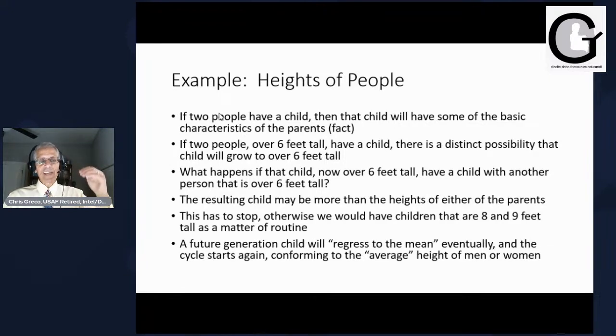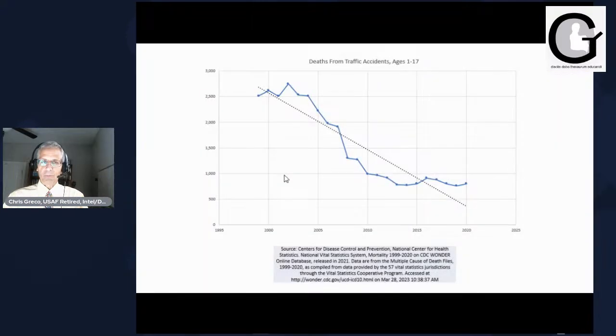That keeps on going, and if that kept on going, you'd have all these kids walking around 8 and 9 feet tall. So regression to the mean means sooner or later it's going to pop back to the mean. Two people that are tall are going to have a child who's going to be an average height. That's called regression to the mean. That's where you have that change, and that's where things are pretty important.